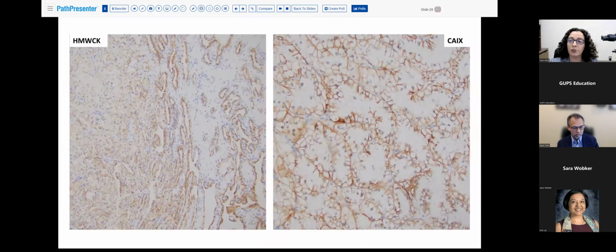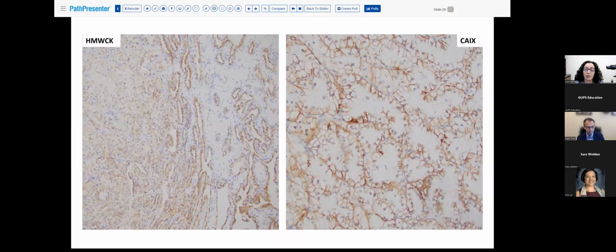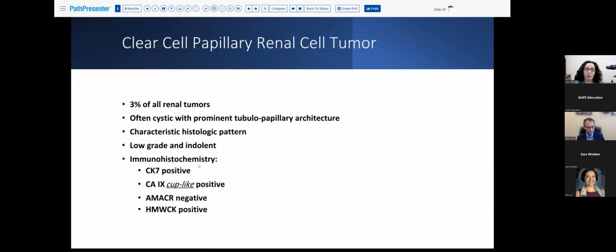They both would be positive for CA9, but CA9 is box-like in clear cell renal cell carcinoma and is cup-like in clear cell papillary renal cell tumor, where the portion of the cytoplasmic membrane that is facing the lumen does not stain for CA9, and so it forms this cup-like pattern. Another stain that I find really helpful in this differential diagnosis is high molecular weight cytokeratin, which tends to be positive in these tumors. So clear cell papillary renal cell tumor represents about 3% of all renal tumors, and it is a low-grade indolent tumor.